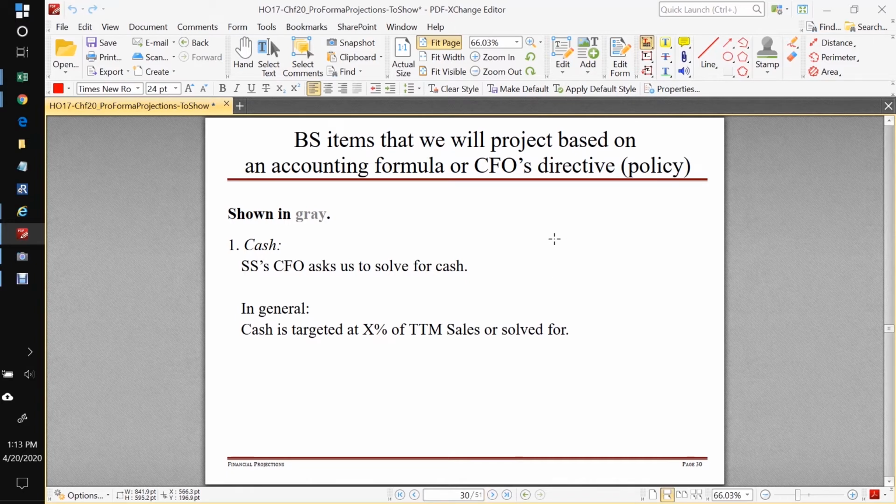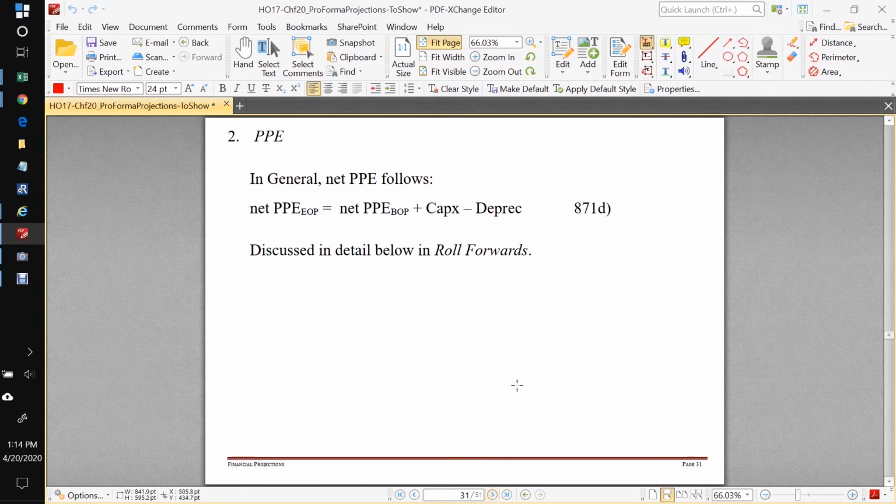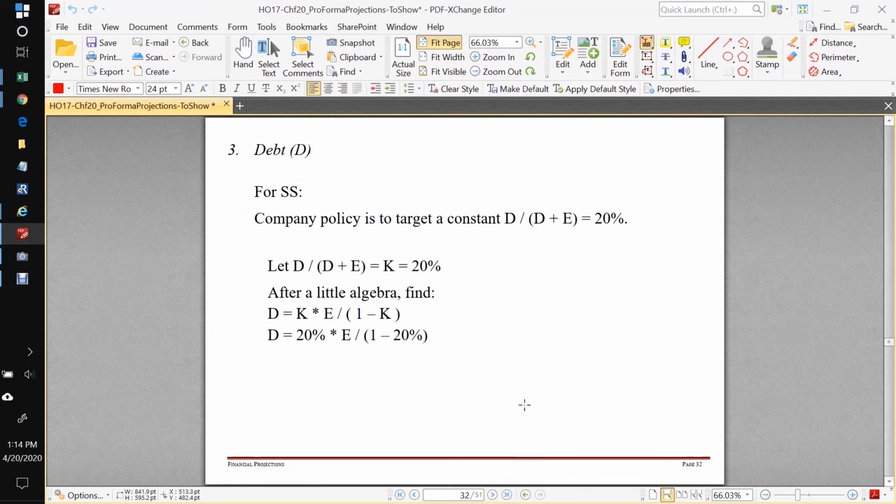So let's just think about things that we have a formula for. Once again, just sort of beat this together. So cash, again, we're going to solve for that, so not to worry. But in general, if we weren't solving for cash, it would be set probably at some percent of TTM sales. PPE is part of our PPE CapEx depreciation roll forward. So we have our equation for that, our net PPE, we'll use that. And for debt, we have our company policy here that debt to cap is equal to 20%.